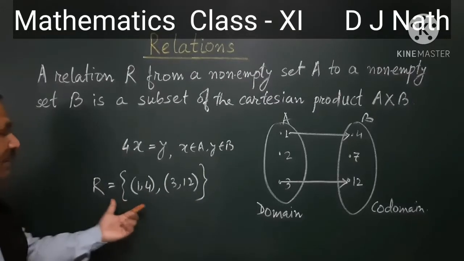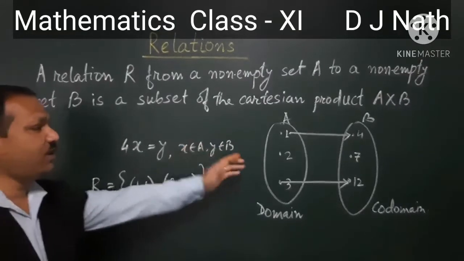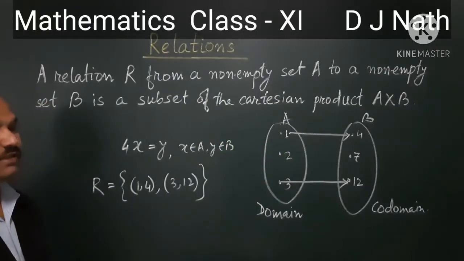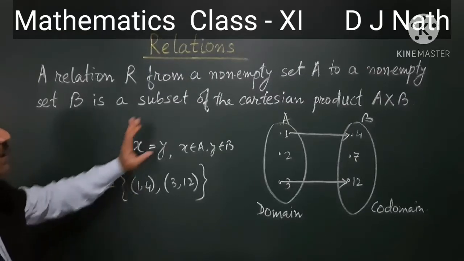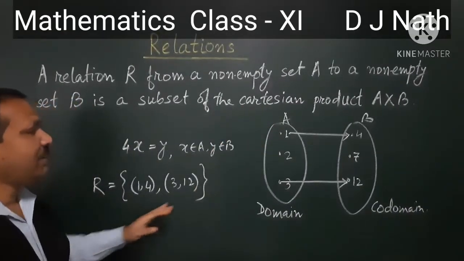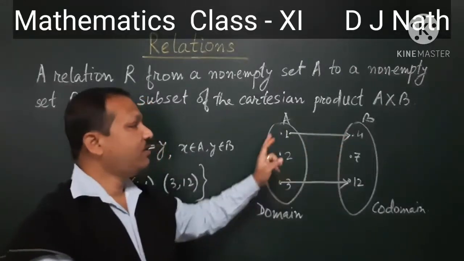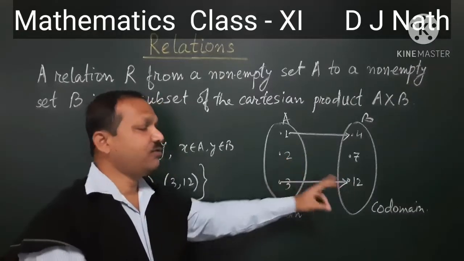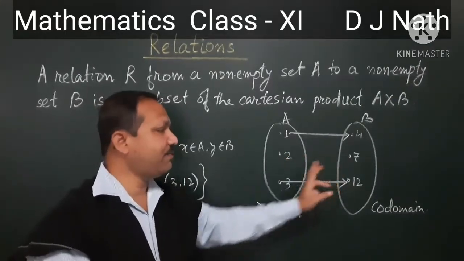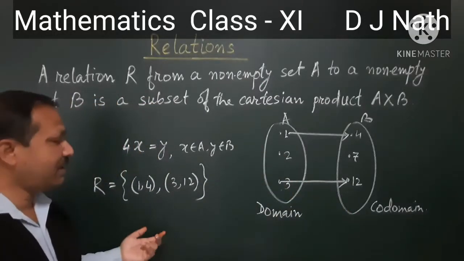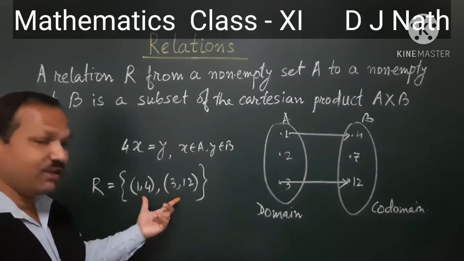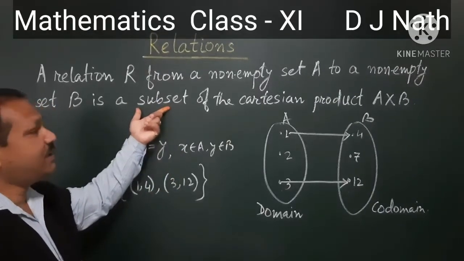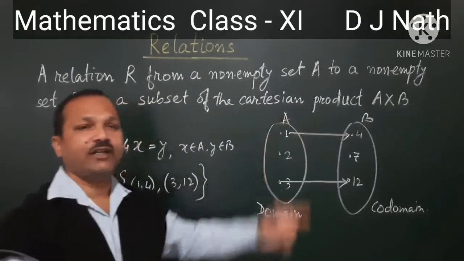Okay? So this will be the relation, because all the elements may not be relating with all the elements of the codomain set. But if you see the Cartesian product, look at that. What will be the Cartesian product? 1,4; 1,7; 1,12; 2,4; 2,7; 2,12; 3,4; 3,7; 3,12. All that will be the Cartesian product. But among that, only these two are there in this relation. So what we say? A relation is a subset of the Cartesian product.